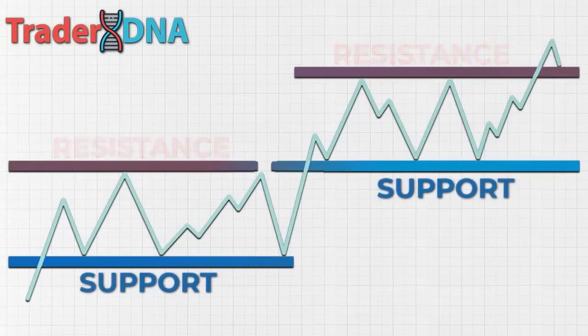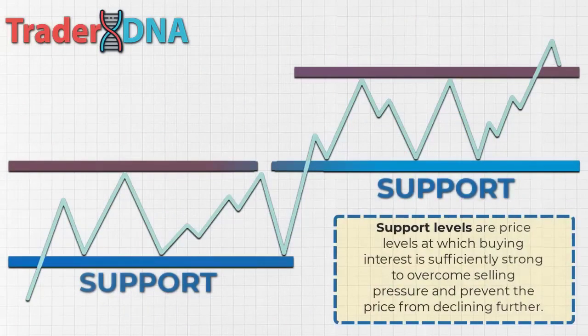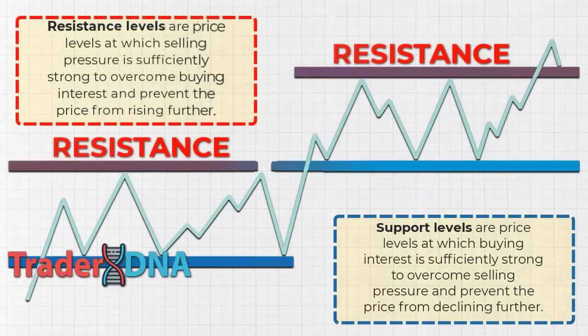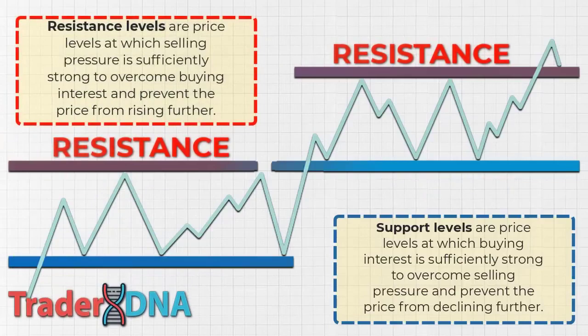Support levels are price levels at which buying interest is sufficiently strong to overcome selling pressure and prevent the price from declining further. Resistance levels are price levels at which selling pressure is sufficiently strong to overcome buying interest and prevent the price from rising further.